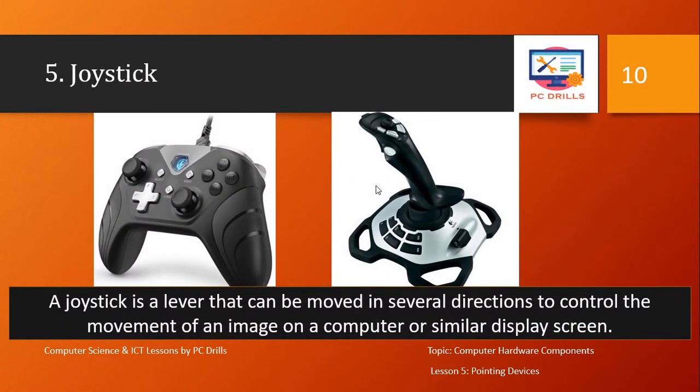Next, we have a joystick. On the left, we have a gamepad. The joystick has 2 small sticks, one at the top left, the other at the bottom right. A joystick is a lever that can be moved in several directions to control the movement of an image on a computer or similar display screen. For a joystick, you can push it up, down, right, left, and so on. The cursor follows the same.